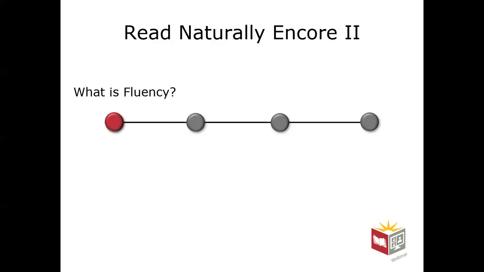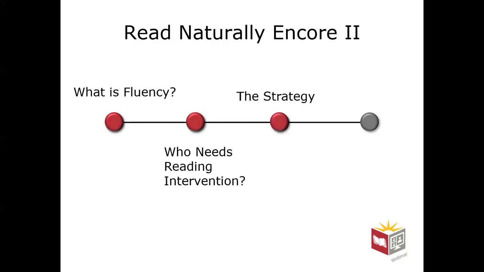To start, we'll talk about what fluency is. I suspect you all know, but we're going to just use some common terms to be sure that we're all on the same page when it comes to that definition. I'll briefly talk about who typically uses this reading intervention, and then we'll talk about the strategy, meaning the different strategies that are employed during the program to maximize the achievements of our struggling readers. Then we'll talk about teacher responsibilities. After that, we'll get into the student steps.